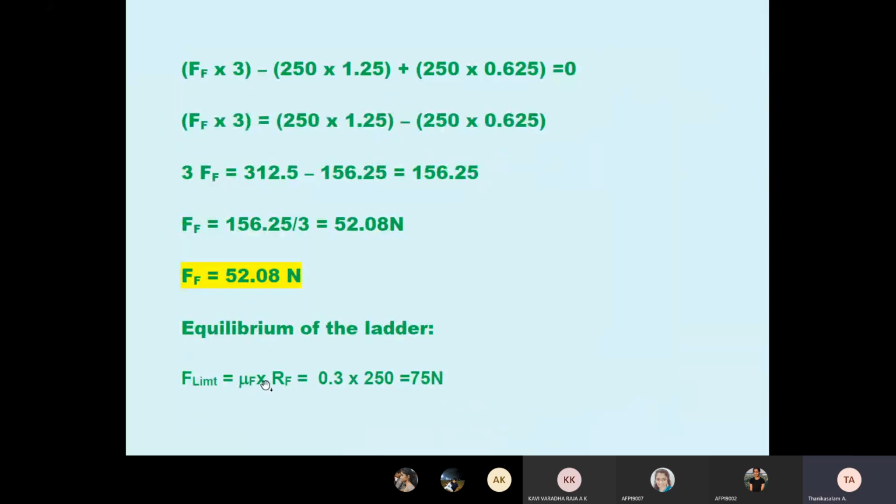μF into RF. In the question they gave μF as 0.3, no? RF we already calculated as 750. Therefore, maximum friction is 225 Newton. Maximum friction is 75, but available friction is 52.5. Understand? Up to 75 only the body does not move. But the induced friction force is 52.5, so definitely the body is at rest.